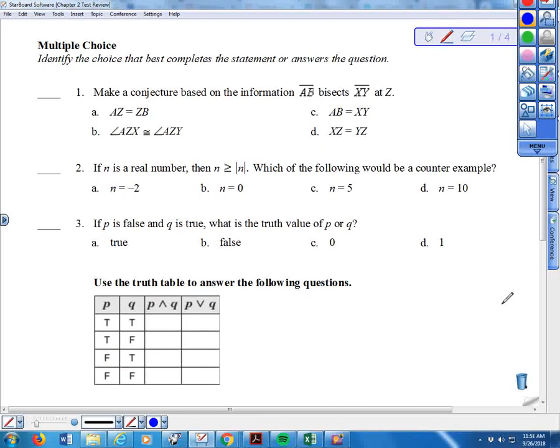First one, make a conjecture based on the information that AB bisects XY at Z. For these kinds of problems, I like to just do a quick sketch so I understand what they're saying. So it's a segment and a segment. It's not an angle, right? So I have segment AB, and it bisects. That means it cuts it in half. Bisects XY. Let's call this XY. So AB is bisecting XY at point Z.